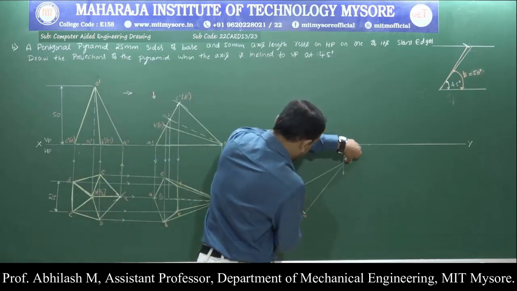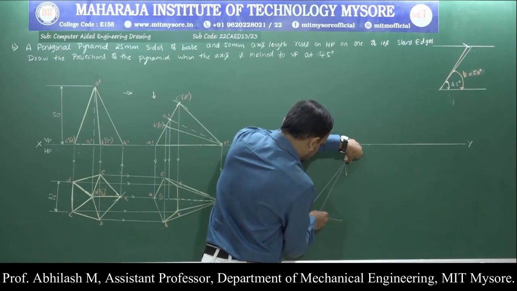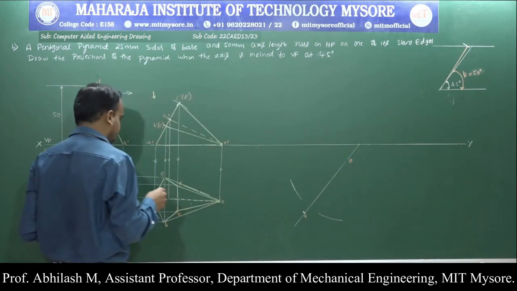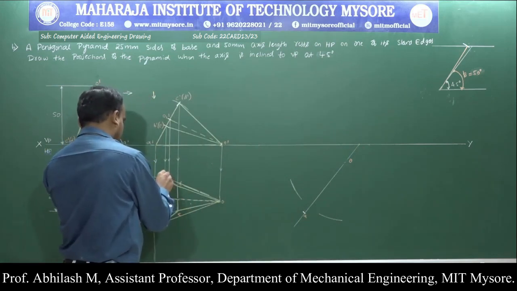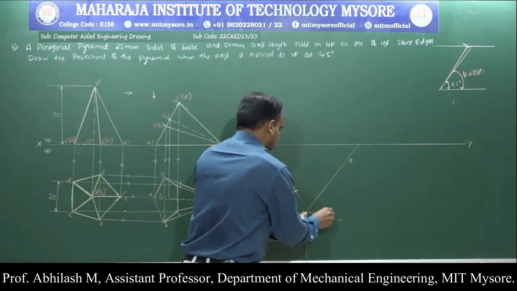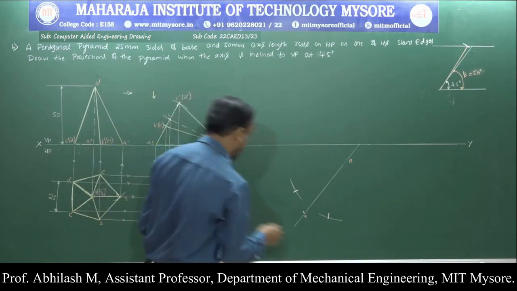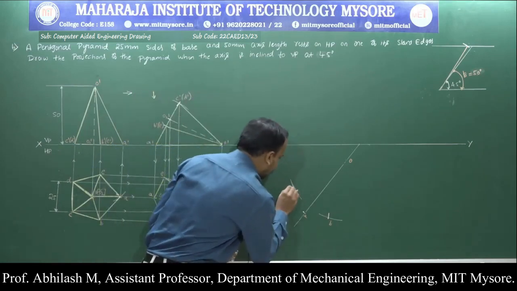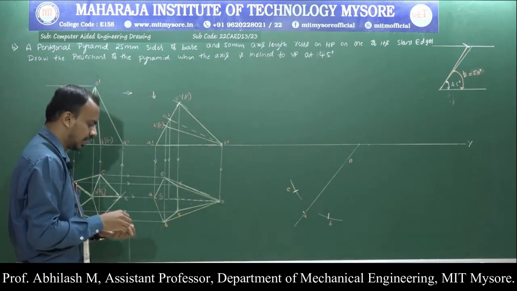So this is my point O. I start transferring the points O to A and O to B, and measure from A to E, complete the point E, and similarly from here. So now I have successfully transferred the points B and E.